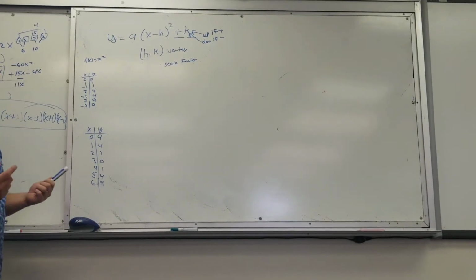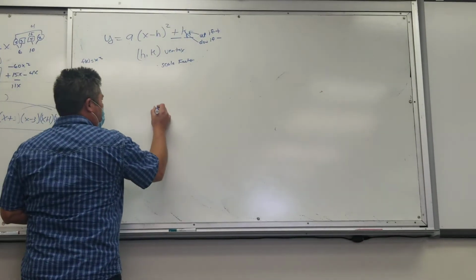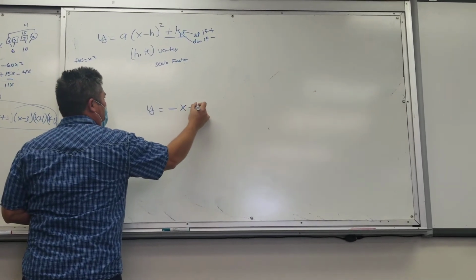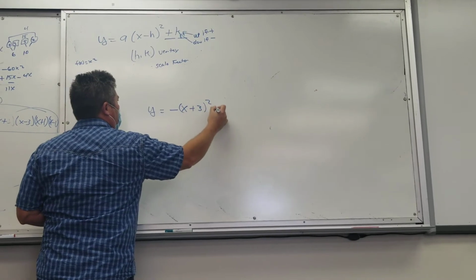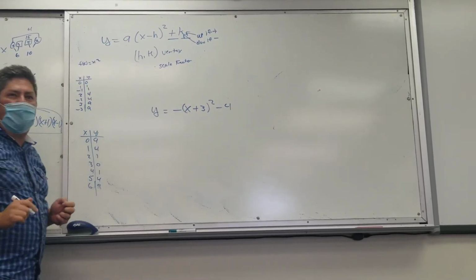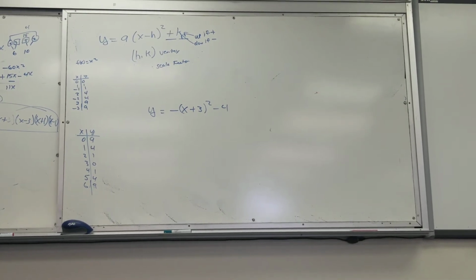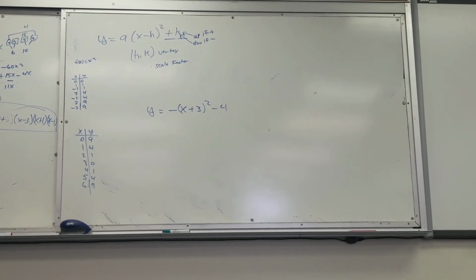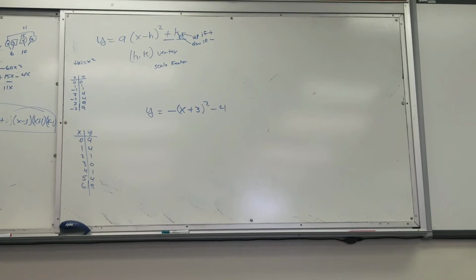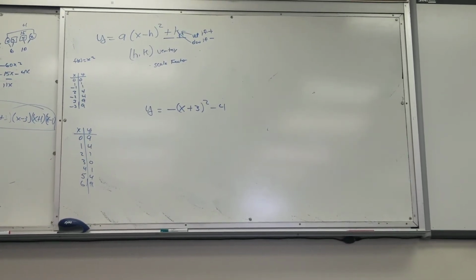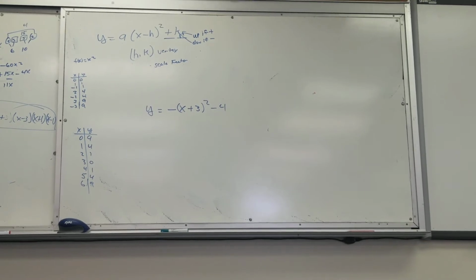Okay, so let's look at another one. Where do you think this would be? Where would be your vertex point and how would it open? I want you to answer those 2 questions. Don't say it out loud, just think in your head. Where would the vertex point be and how would this open?